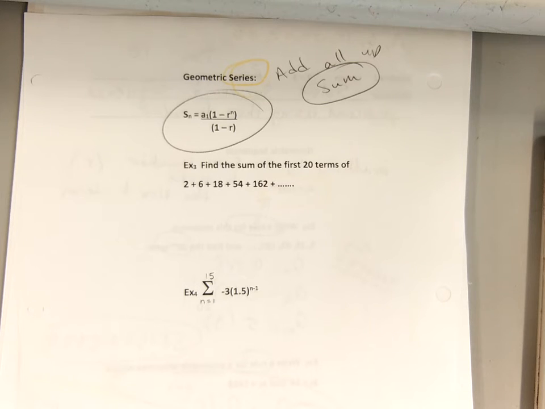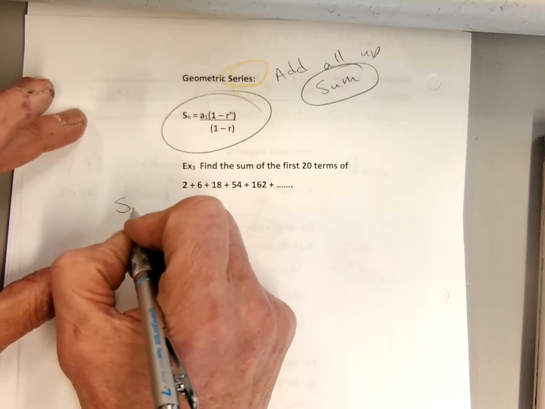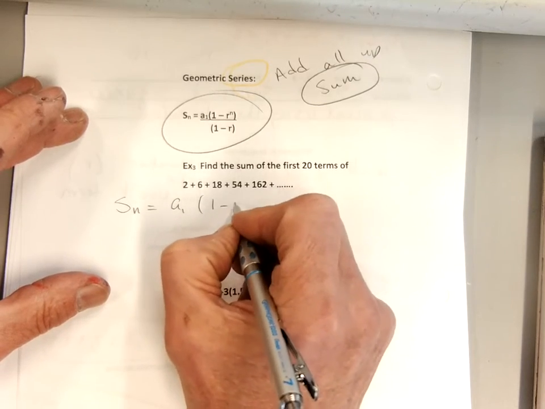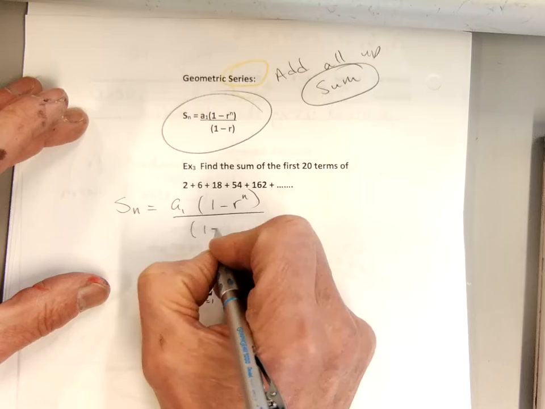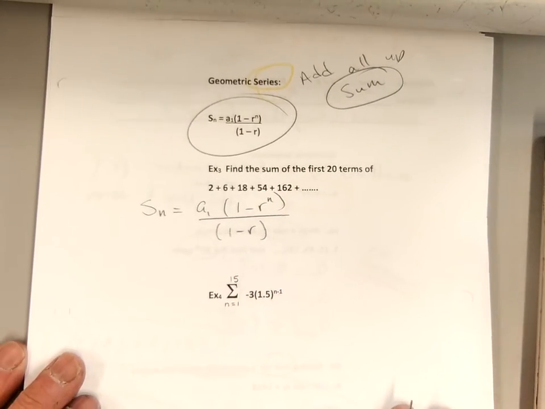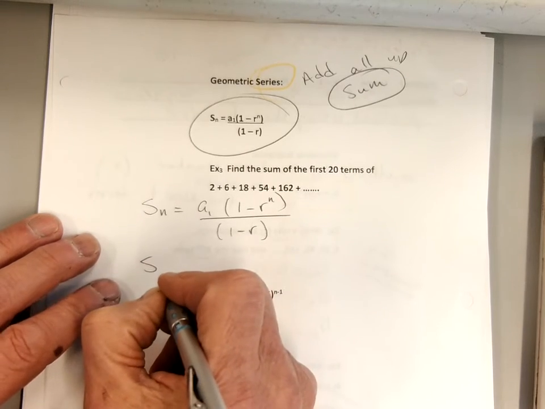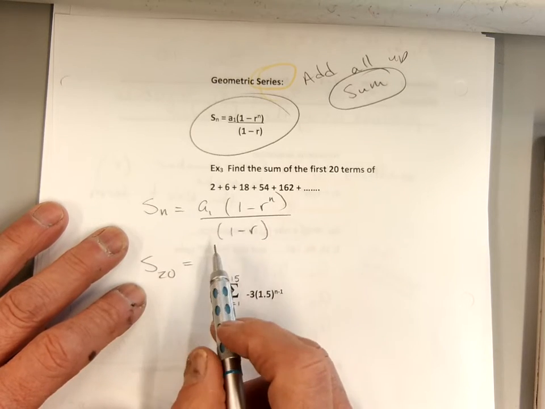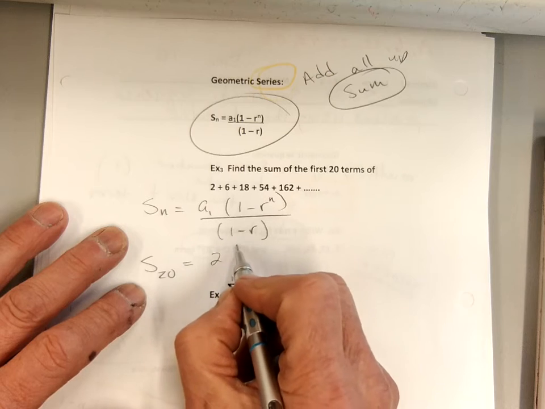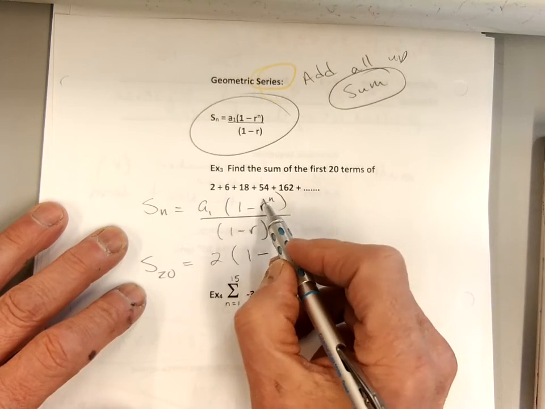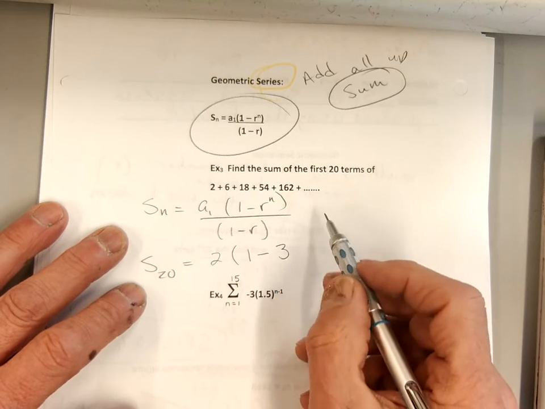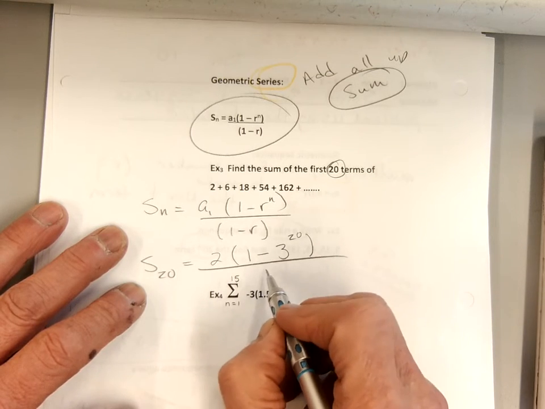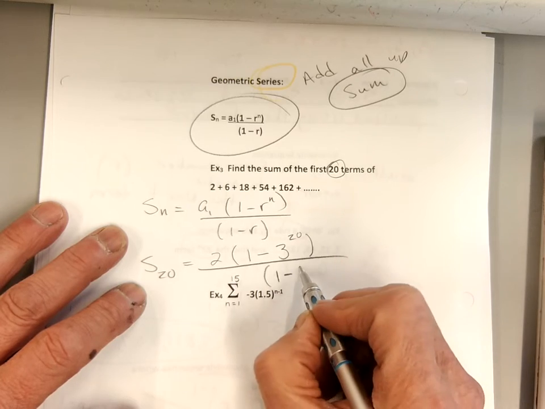So we're going to go S of N equals, our formula says A1 times R, 1 minus R to the N, all over 1 minus R, right? That's our formula. So I'm going to find S of 20. A1 is my first term, 2. Parentheses, 1 subtract, R is my multiplier, which is 3, to the 20th power, divided by parentheses, 1 minus 3. Okay.